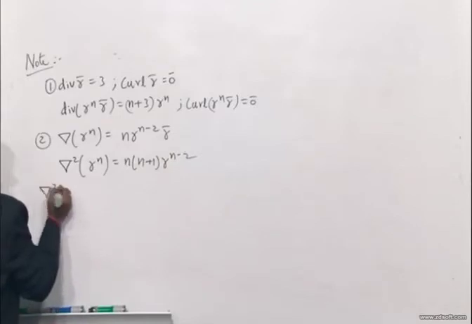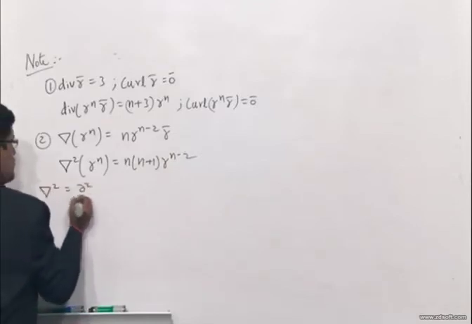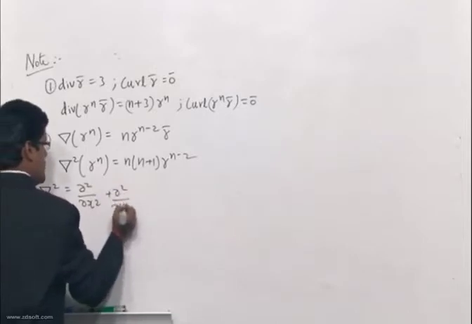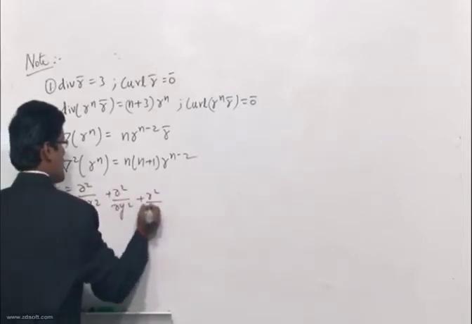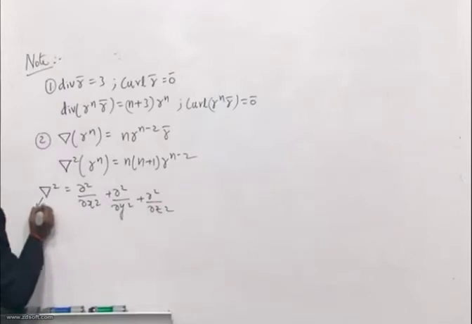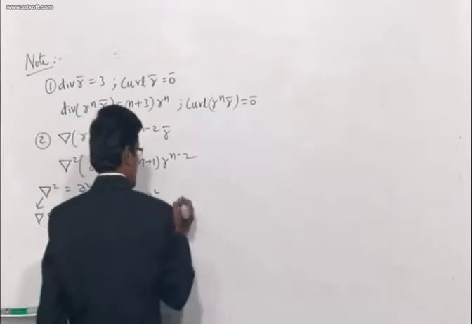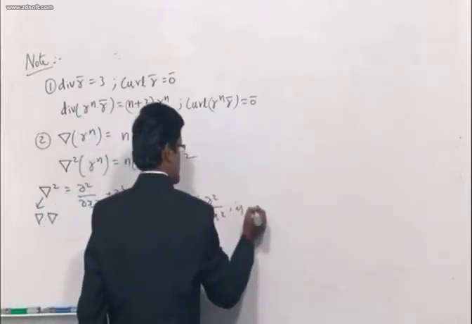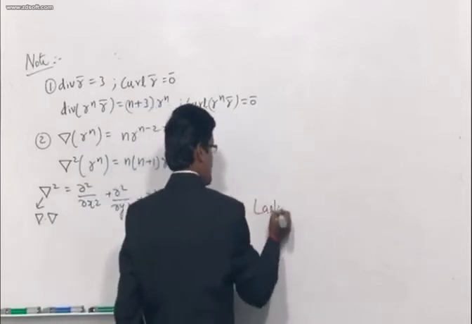Del square definition is dou square by dou x square plus dou square by dou y square plus dou square by dou z square. This is dot product with itself only, del with del. This summation of dou square by dou x square is the Laplacian operator in 3D.